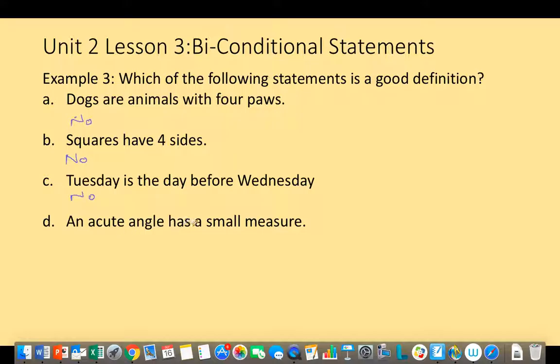An acute angle has a small measure. Okay, so if an angle is acute, then it has a small measure. Okay, I'll buy that. If an angle has a small measure, then it is acute. Yep, that's true also. Okay, so D is my winner here. This one has a good definition because both the conditional and the converse are true.